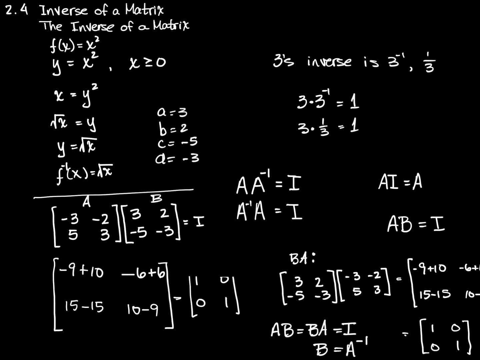Now, all I've done here is confirm that two matrices that I was given, A and B, were in fact inverses of one another. I haven't found the inverse yet. That's going to be the topic of our next video. But in order to find an inverse, we have to understand what it means to be an inverse. And what that means is that when you multiply a matrix with its inverse, the result will be the identity matrix.